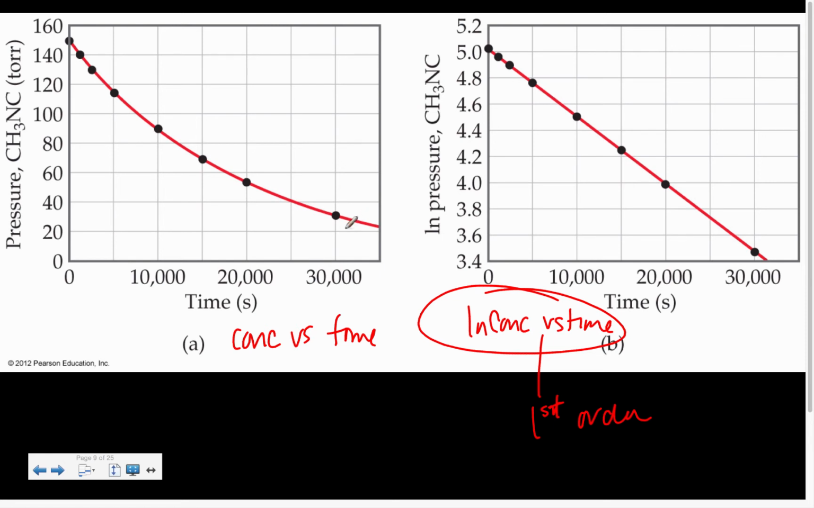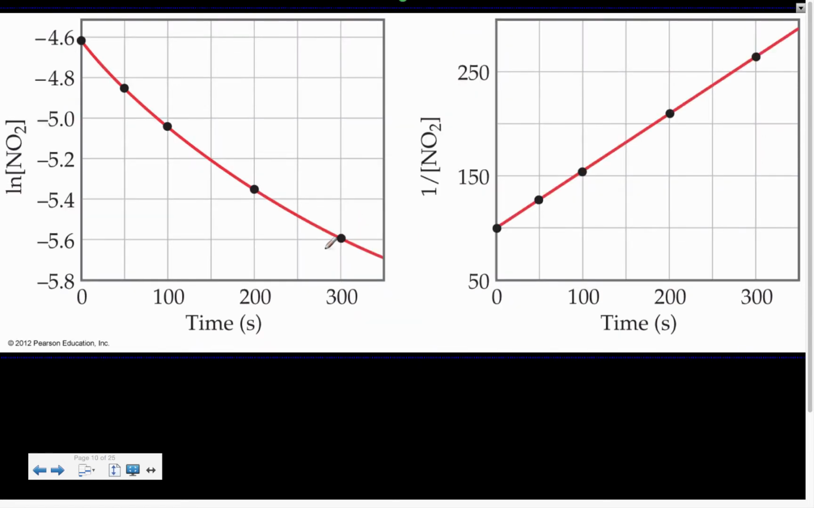Okay, let's look at another pair of graphs. Here we have the rate of NO2. So here we have the ln of NO2 versus time and 1 over NO2 versus time. Again, same data, just plotted based on natural log or 1 over versus time. And we'll see that this one gives me a straight line.